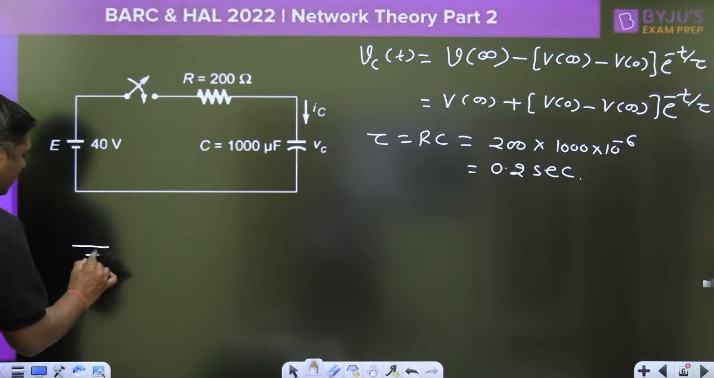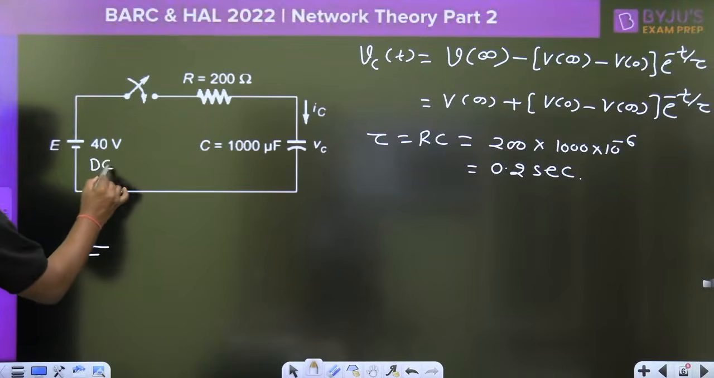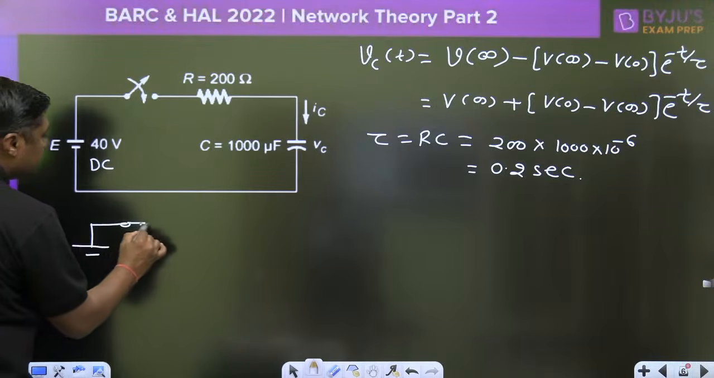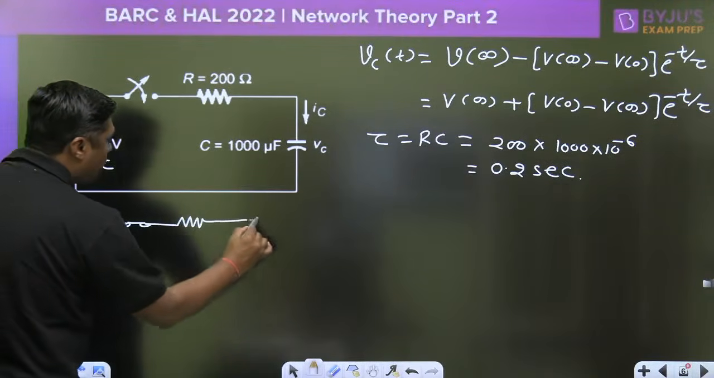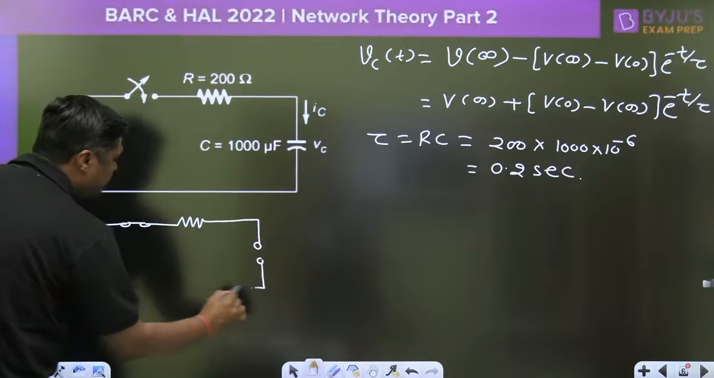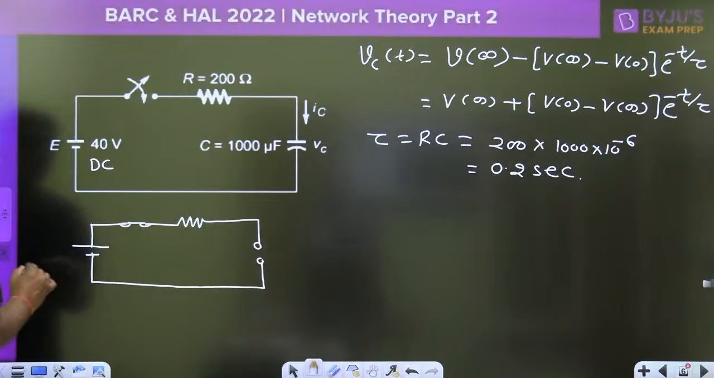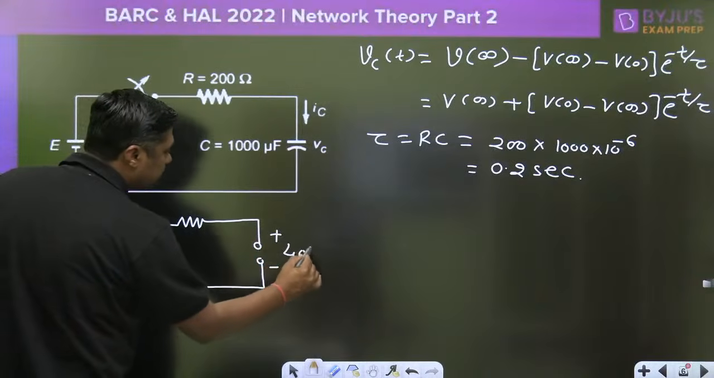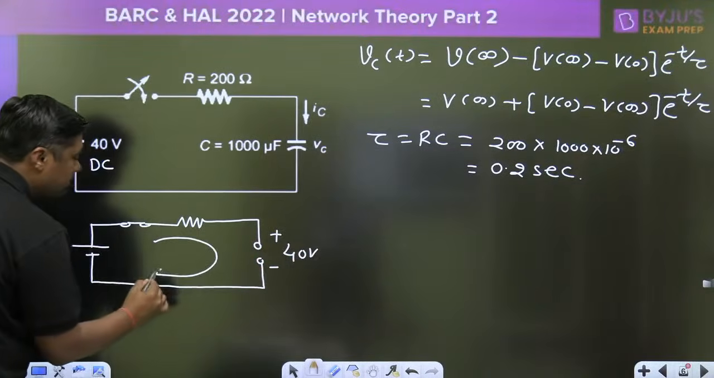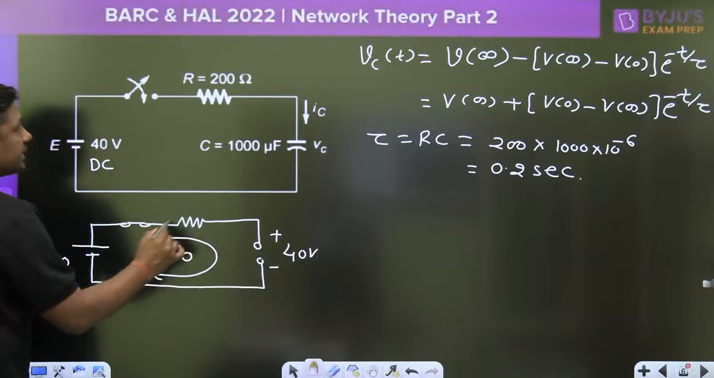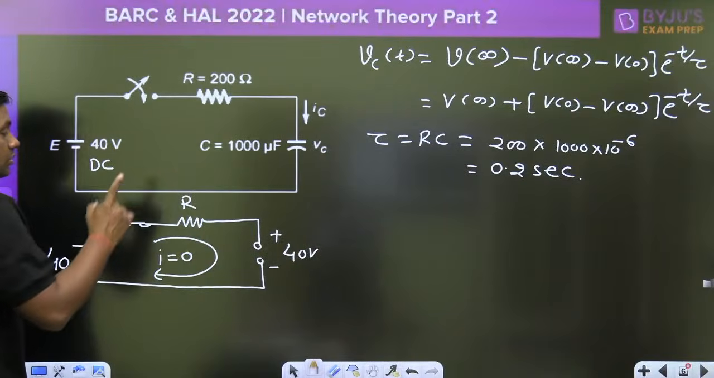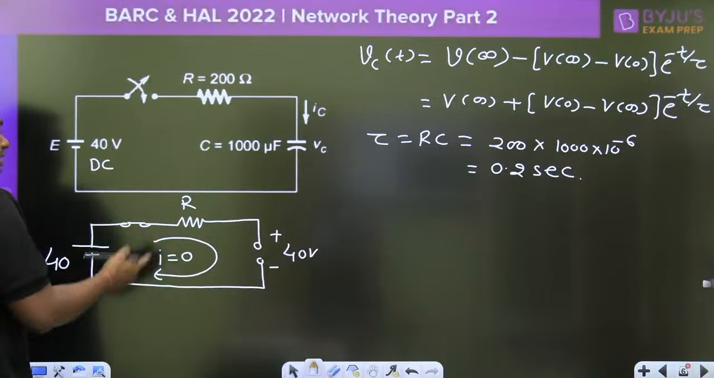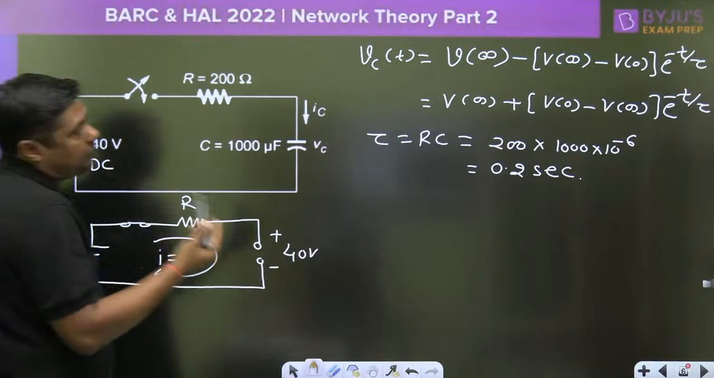Finally, always remember, for DC transient, capacitor acts as open circuit. At steady state, capacitor acts as open circuit. So what is the voltage across the capacitor? Finally, 40 volt. And what will be the current? 0. That's why it is called open circuit. We have the final voltage, we have the initial voltage, we have the formula.